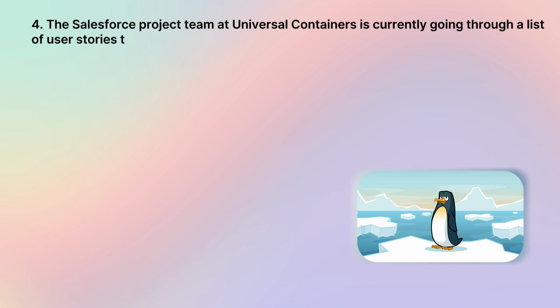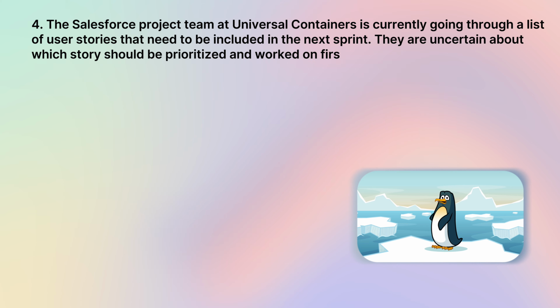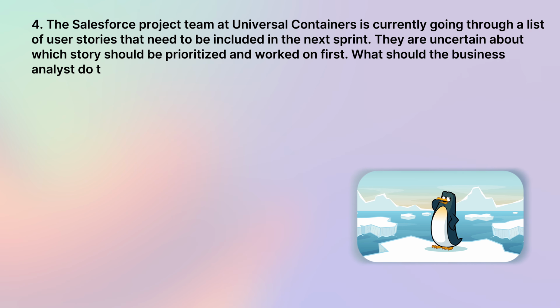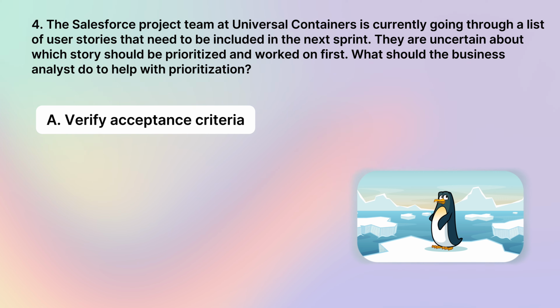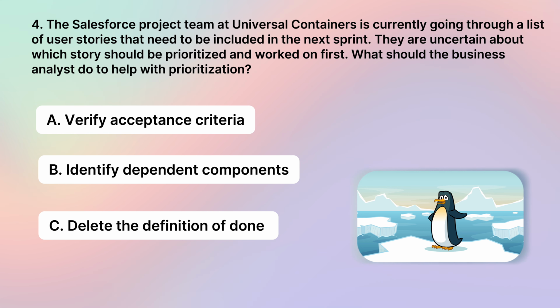Question 4. The Salesforce project team at Universal Containers is currently going through a list of user stories that need to be included in the next sprint. They are uncertain about which stories should be prioritized and worked on first. What should the business analyst do to help with prioritization? A. Verify acceptance criteria. B. Identify dependent components. C. Delete the definition of done.